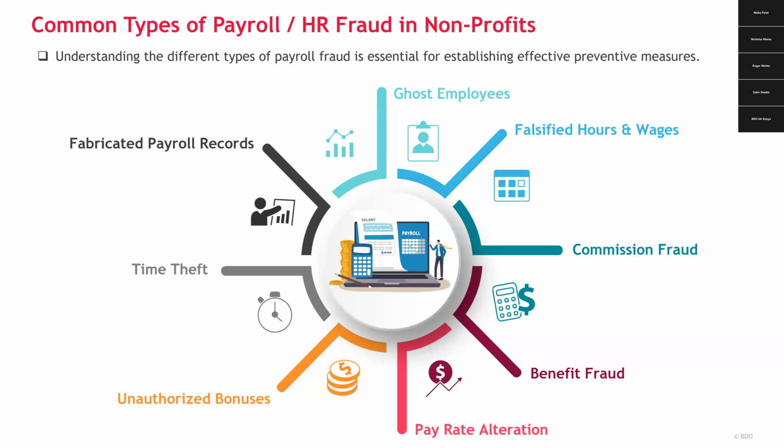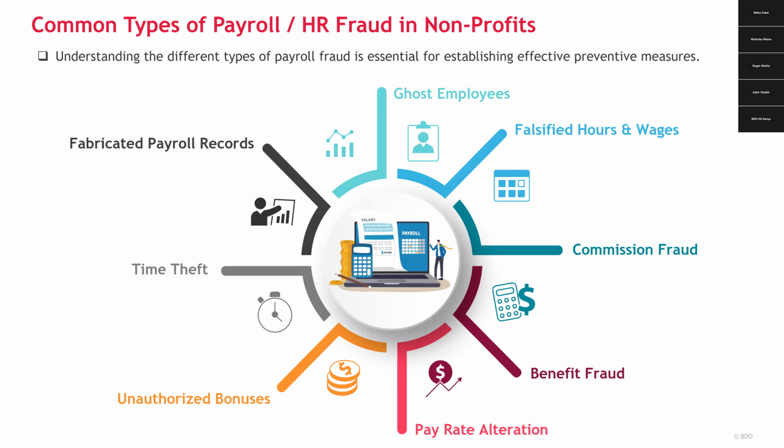Now we look at the various kinds of fraud that we have in nonprofits. We can have ghost employees. Ghost employees occur when someone who does not work in an organization appears on the payroll, and this could be a fictitious person or even a former employee whose records were never deactivated. Payroll checks issued for these employees are typically intercepted and cashed out by the fraudster, often an insider with access to the payroll system.